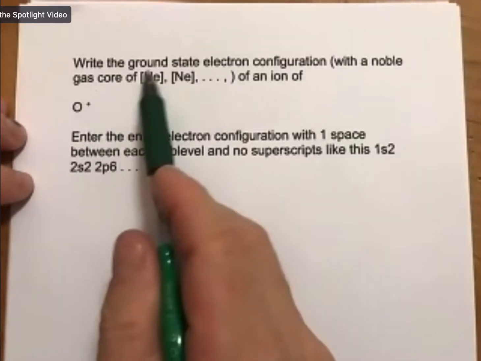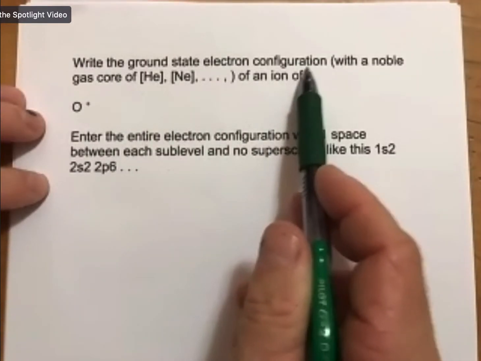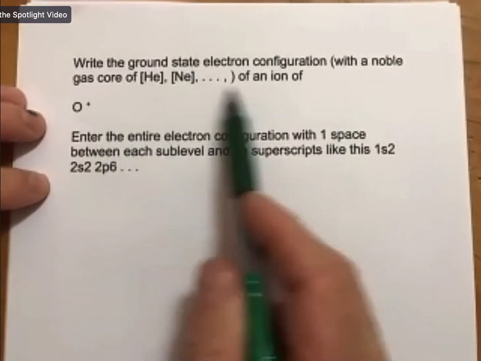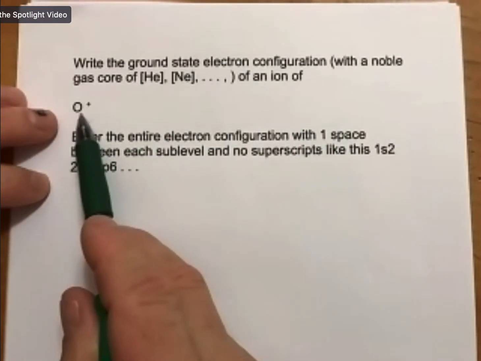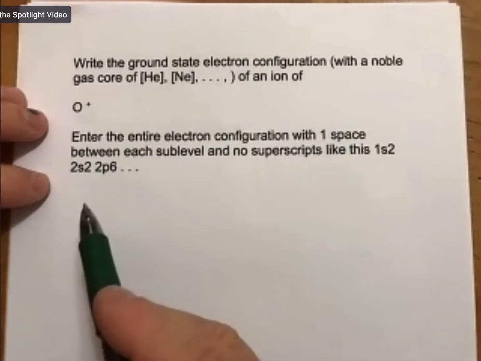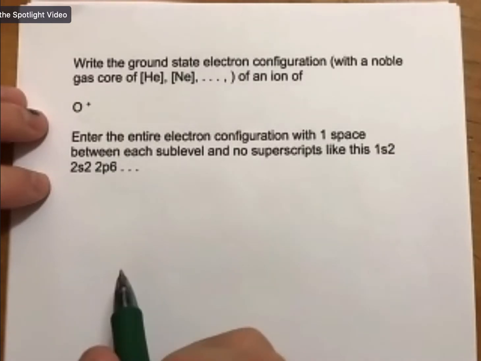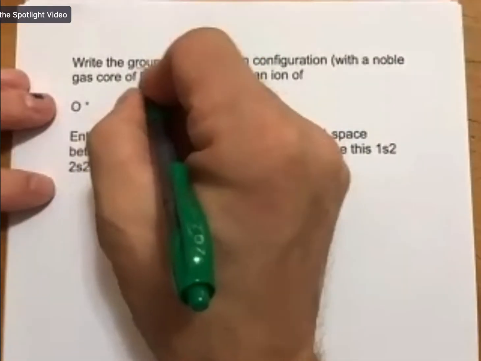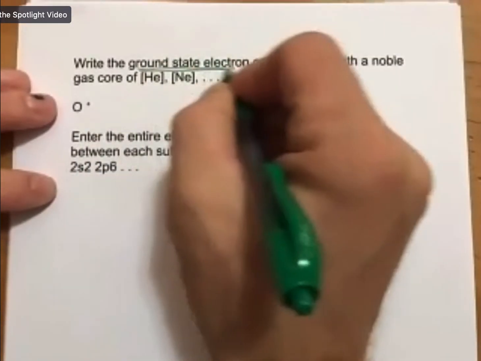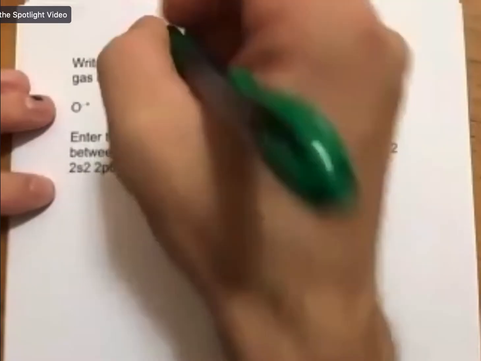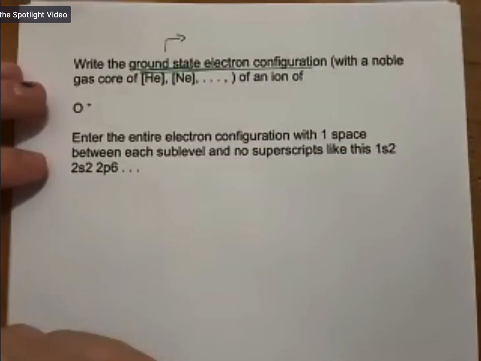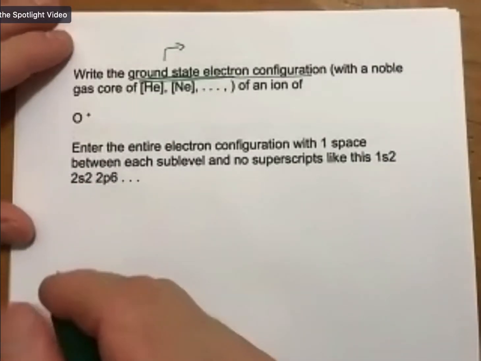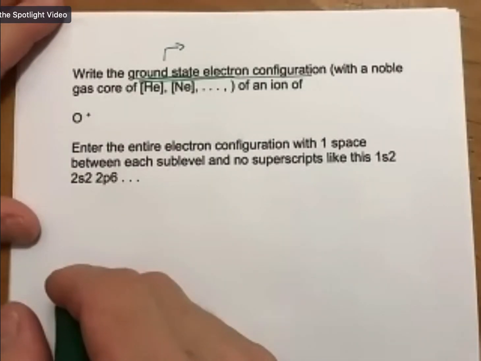We're writing the ground state electron configuration, with a noble gas core, of an ion of O+, that's oxygen plus. And again, we'll be entering it like we have in previous problems. Just a word about the term ground state as far as it refers to electron configuration. Ground state means all of the electrons are in their lowest possible energy states.